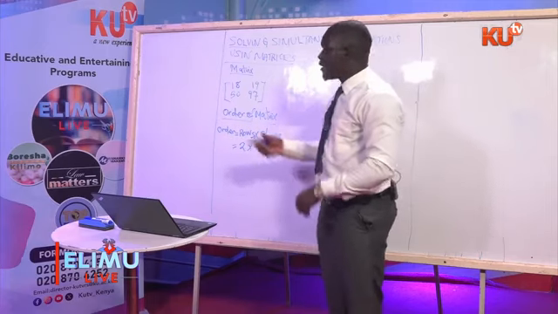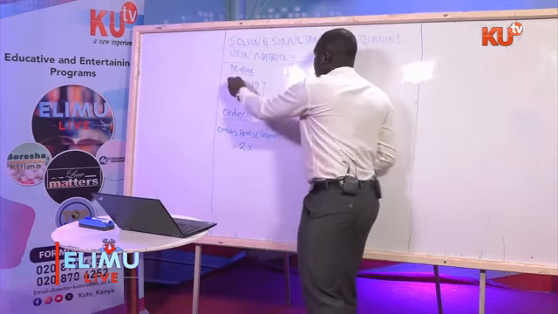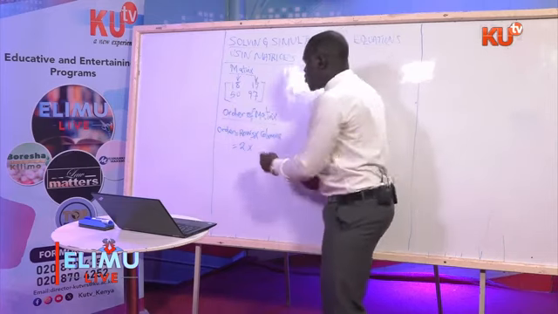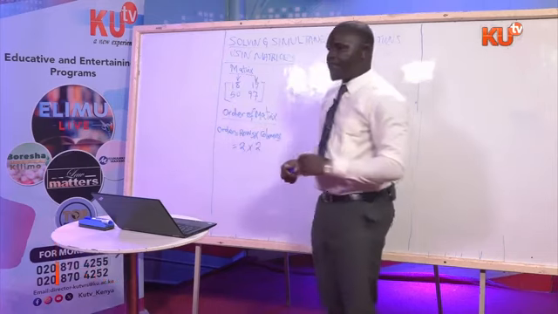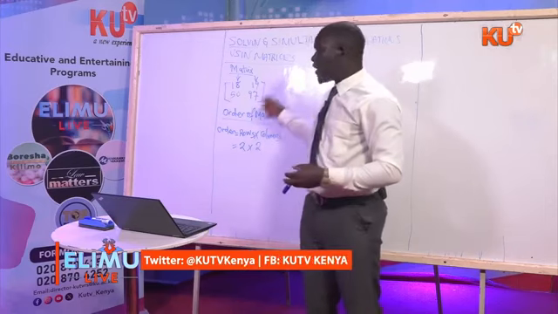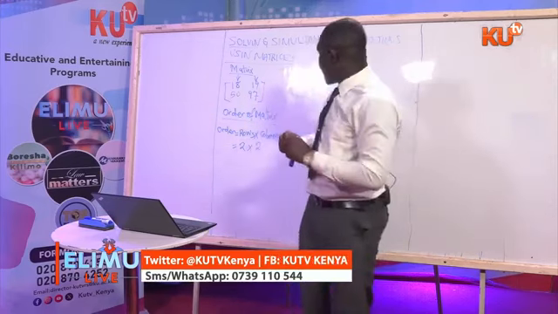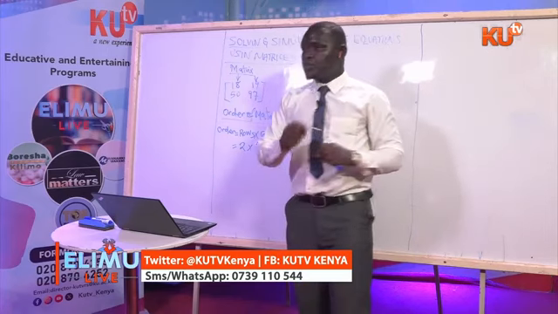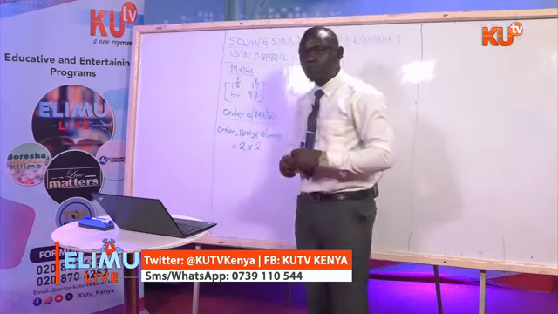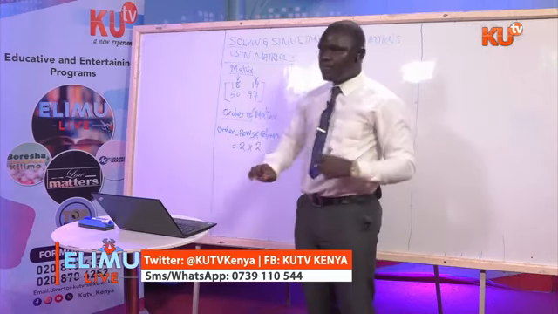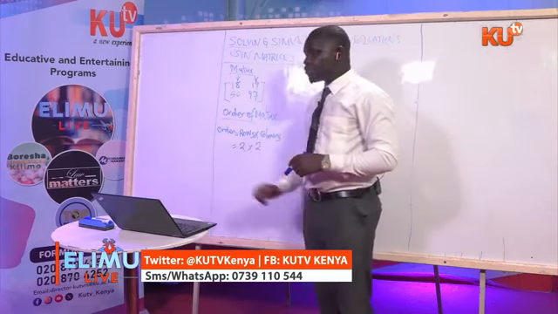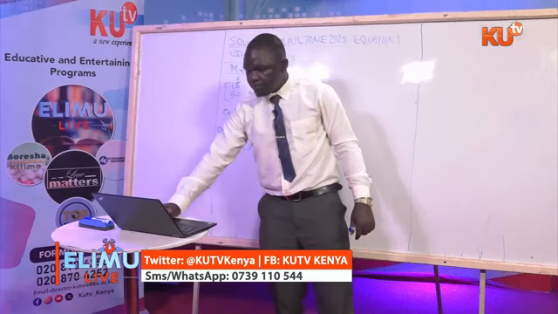Excellent learners. We have 2 columns here. This is one column, this is another column. So how do we define the order of this matrix? We call it a matrix of 2 by 2, because it's made up of 2 rows and 2 columns.